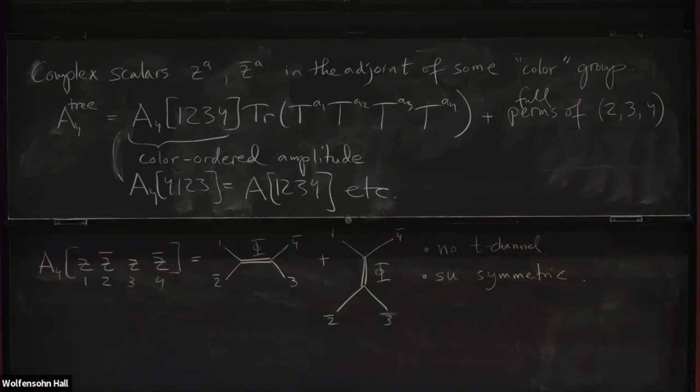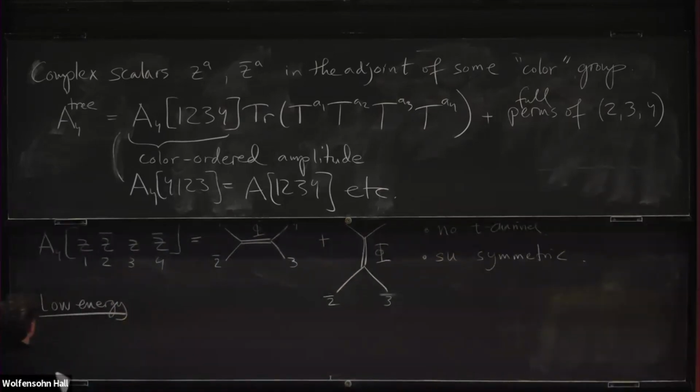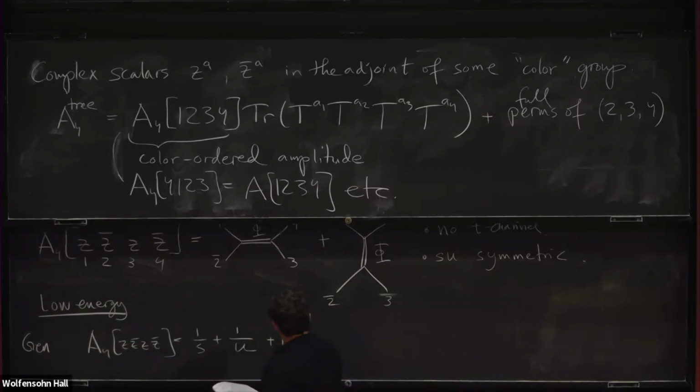Okay. Now, if I look at the low energy expansion of such an amplitude, then in general, not just specific to this particular scalar exchange, this amplitude with a pair of complex scalars, ZZ bar, color ordered, well, it could have pole terms. Well, let's write them down. 1 over S, 1 over U, no T channel. That would come from cubic interactions. Then I could have some constant term.